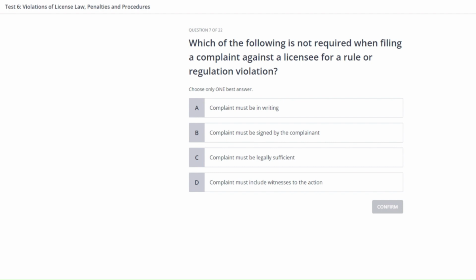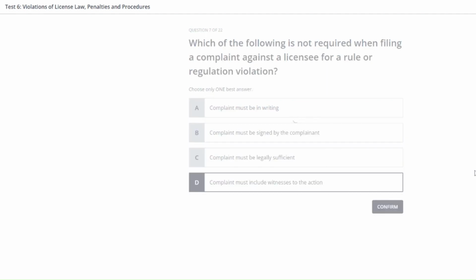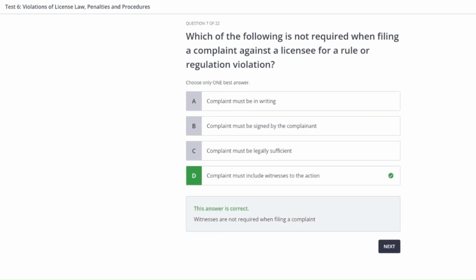Alright, I hope you have made your choice. Let's reveal the answer together now. The correct answer is Option D. Complaint must include witnesses to the action. That's right. When filing a complaint against a licensee for a rule or regulation violation, it is not required to include witnesses to the action.